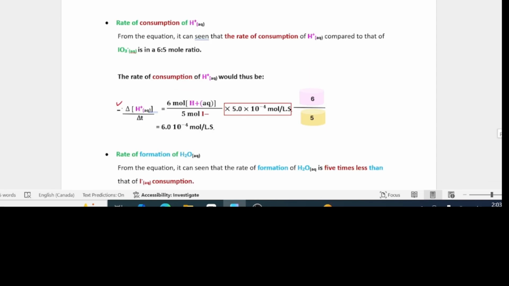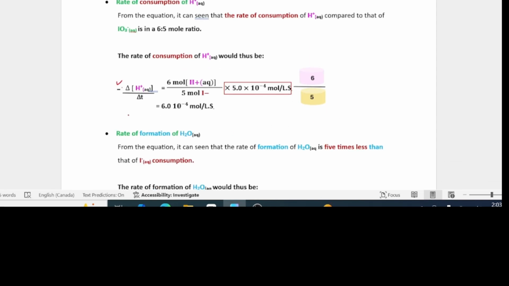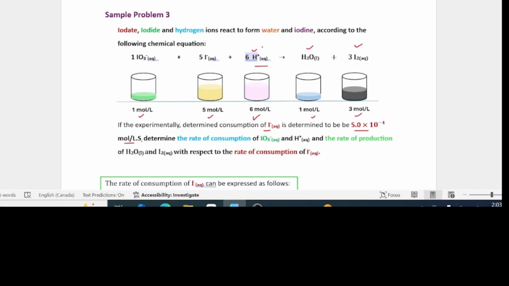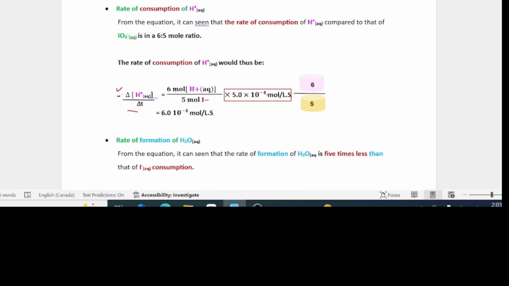Rate of consumption of hydrogen. Make that the subject of the equation. Insert a negative sign there. Establish the mole ratio, which is going to be 6 to 5. Verify that for every 6 moles per liter of these consumed, there are 5 moles per liter of that consumed. And you multiply by that rate there, and this is what you get.